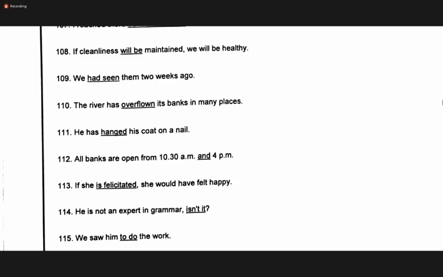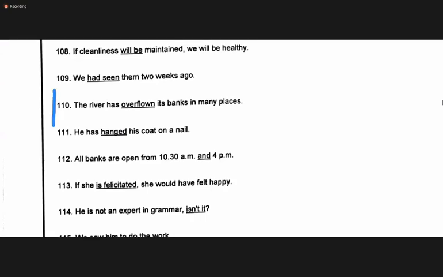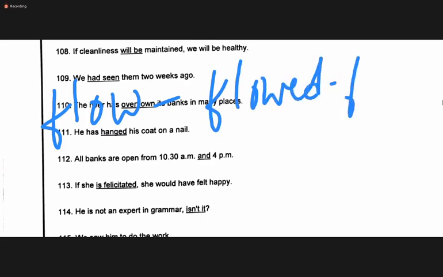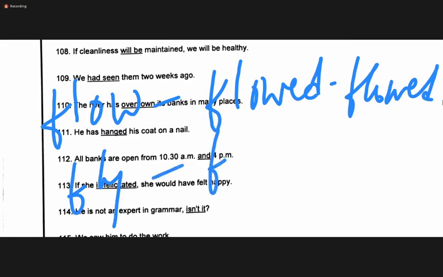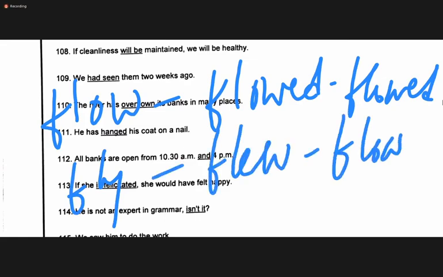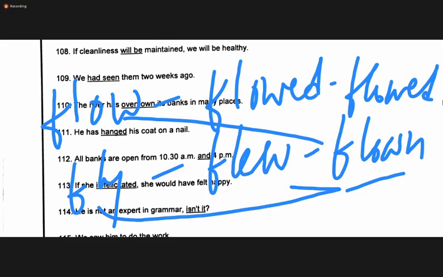110. The river has overflown its banks in many places. What is the past conjugation of the verb flow? Flow, flowed, flowed. The conjugation of the verb fly: fly, flew, flown. Sometimes some students are confused. They think that flown is the past participle of flow. It is not the past participle of flow. It is the past participle of fly. That is why the past participle of flow is flowed only.